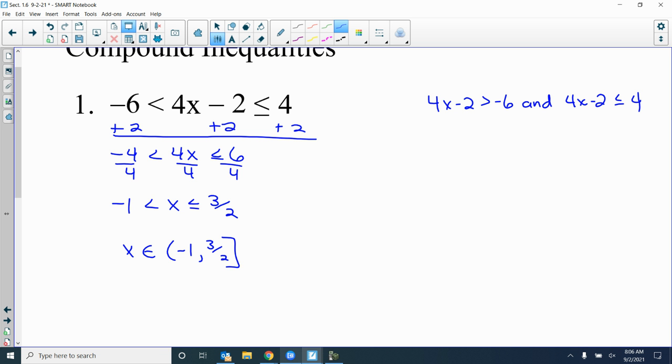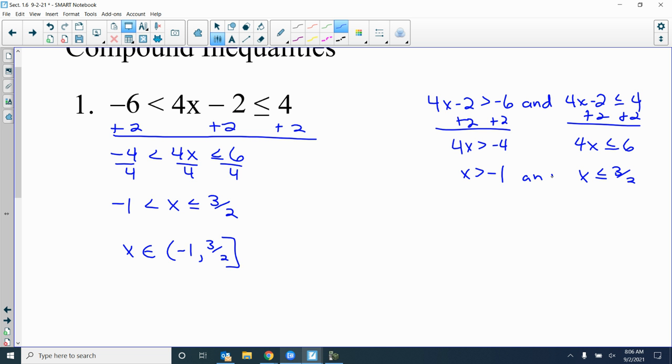Now, like I said, I would always do it that way. But if you do it this way, you add 2, you get 4x is greater than negative 4, you get x is greater than negative 1, which is basically that piece right there. X is bigger than negative 1. If I add 2 here, I get 4x is less than or equal to 6. X is less than or equal to 3/2.